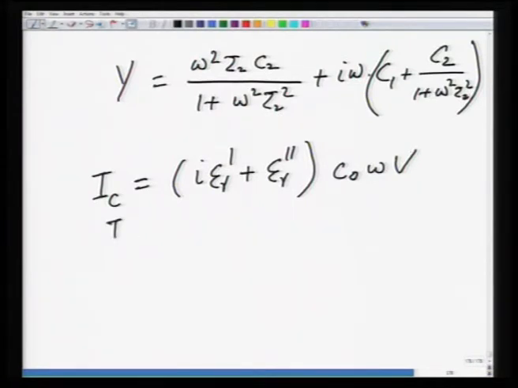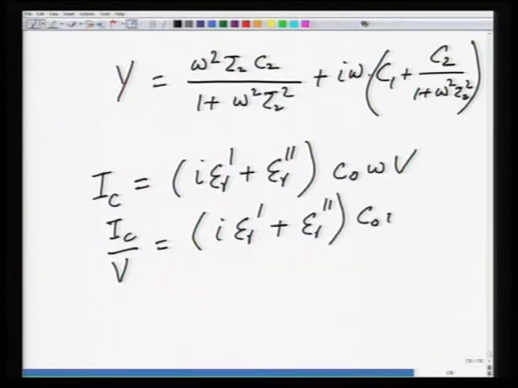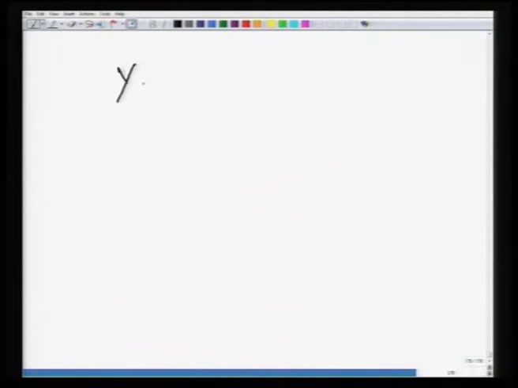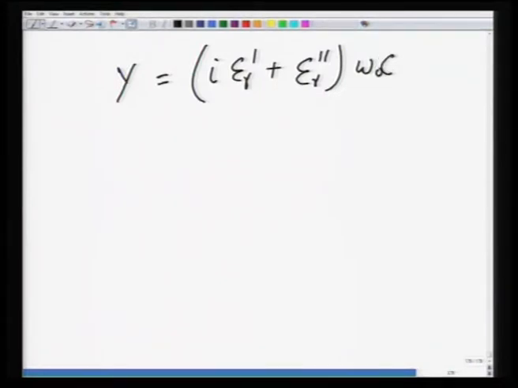And if you take this here, IC divided by V, this becomes equal to I epsilon r prime plus epsilon r double prime multiplied by C omega. And what is IC by V? IC by V is nothing but 1 divided by Z, and this is nothing but admittance. So Y is equal to I epsilon r prime plus epsilon r double prime multiplied by omega C naught.